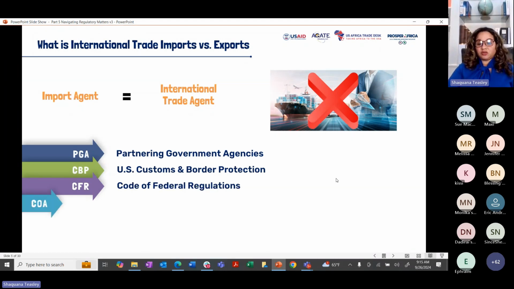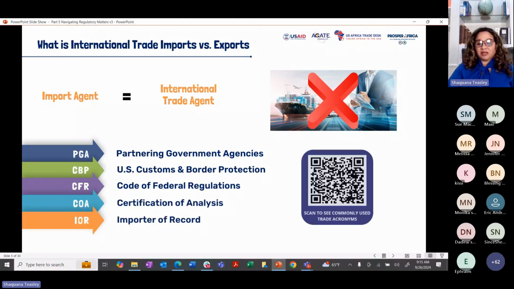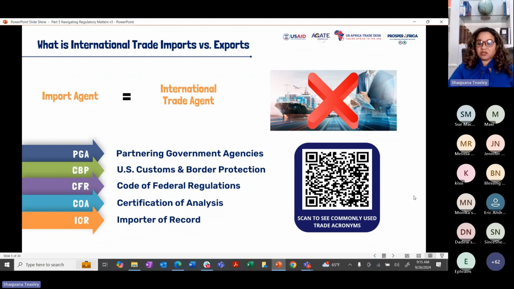So I want you to take out your phone. I want to give you a QR code that you can use to get acronyms that are commonly used. And here's that QR code: PGA, CBP, CFR, COA, IOR. People speak like this all the time, and you want to be able to keep up quickly with what's being said to you so you can get the instructions and directions you need to hit commerce. So please take this QR code, scan it, and you will be able to download trade acronyms that are commonly used in our day-to-day language.